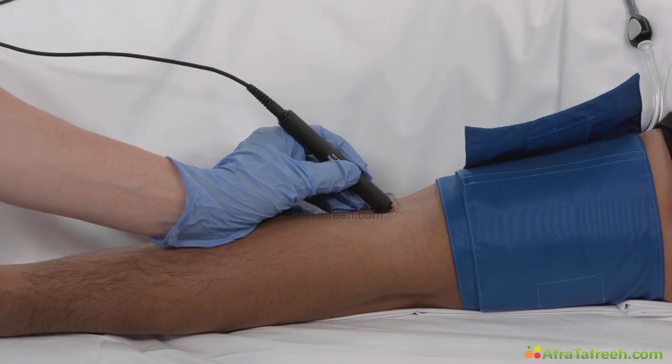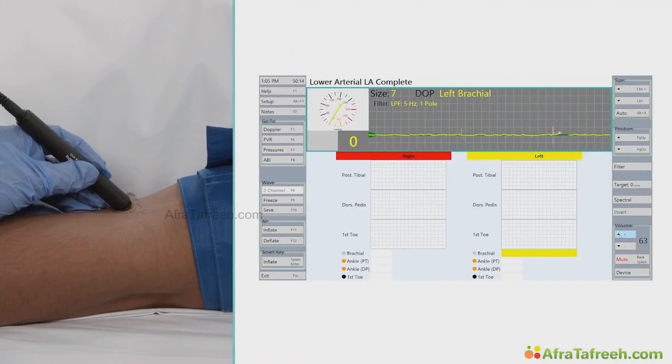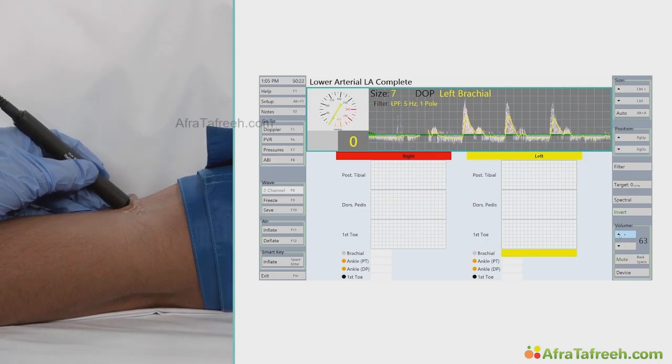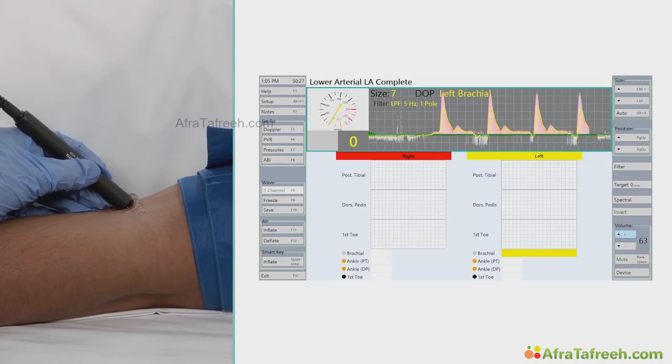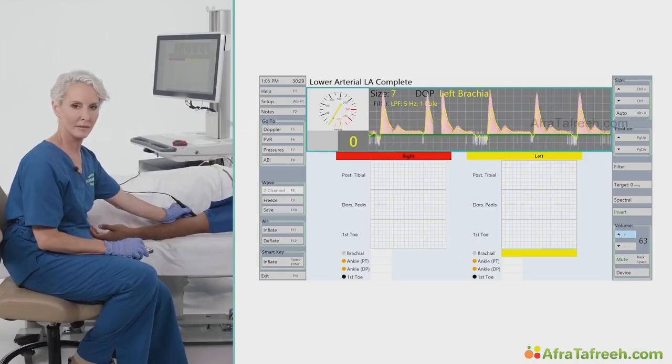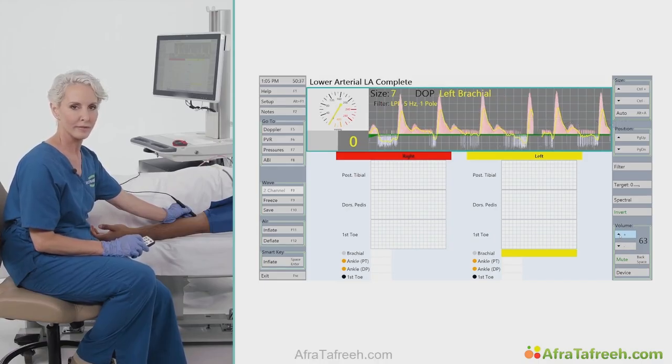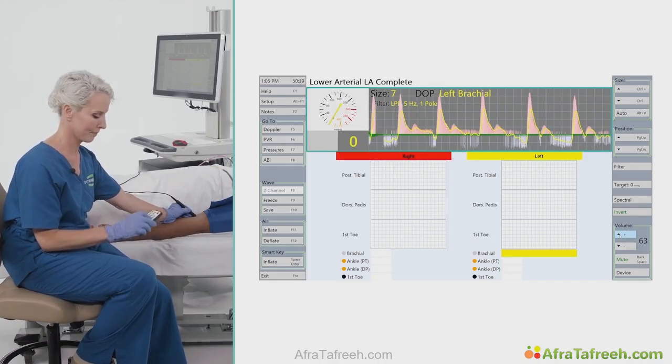Applying the probe at a 45-degree angle to the axis of the arm and slowly sliding across the line of gel until you intersect the arterial signal. Looking for the strongest signal possible by sliding back and forth. Once you find this, you're ready to inflate the cuff and obtain the pressure.